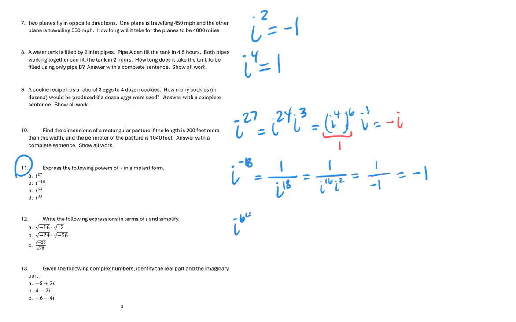i to the 64th is i to the 4th to the 16th, because 64 is 16 times 4, so that's 1 to the 16th, which is 1. i to the 33rd should be, I can think of that as i to the 32nd times i. So i to the 32nd, since 32 is divisible by 4, that's i to the 4th to the 8th times i. So 1 to the 8th times i, which is just going to be i.